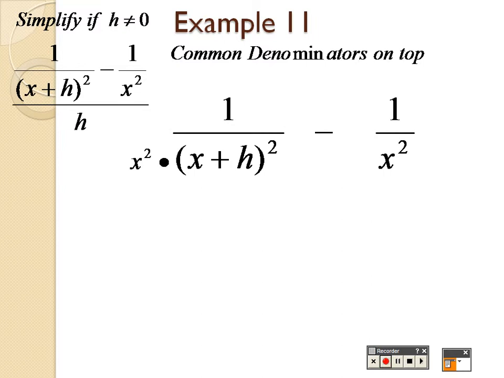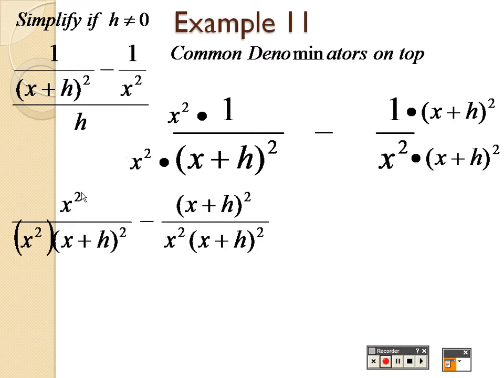When doing this, this one has an x squared in it and this one doesn't, so I'm going to multiply this side by the x squared on both the top and the bottom. This side has x plus h, so I'm going to multiply both the top and the bottom by the x plus h on both of these. When doing that, I end up with an x squared, because x squared times 1 is x squared. 1 times all of that is just going to be all of that, and now the bottom is the same.